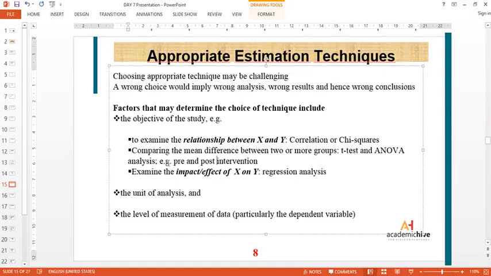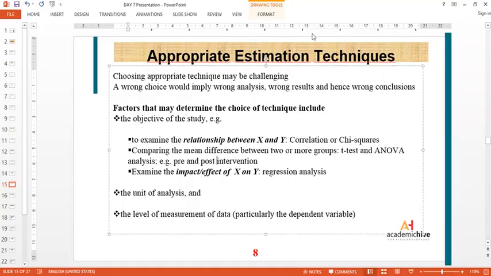You use a t-test analysis for that. But if you want to see the difference among several interventions, you use analysis of variance. So you can say ANOVA is a bigger t-test.